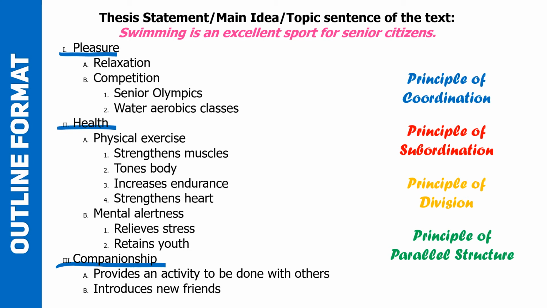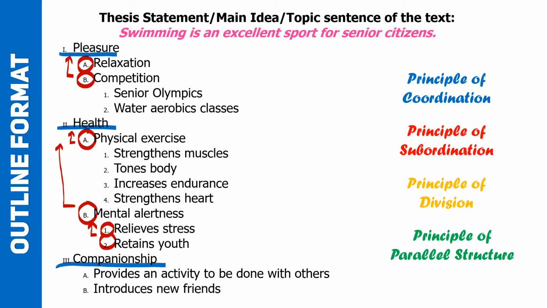Okay? Then, let's go to the principle of subordination. Our outline, as mentioned, moves from general to specific. From the aspects, which are general ideas, it is further categorized into specific ideas found in the text. For example, under pleasure, we have two subtopics mentioned, relaxation and competition. Then under competition, there are two more supporting details. It's similar with the aspect of health, which is further specified by classifying it into physical exercise and mental alertness. Same here: under mental alertness, you have two more subtopics.